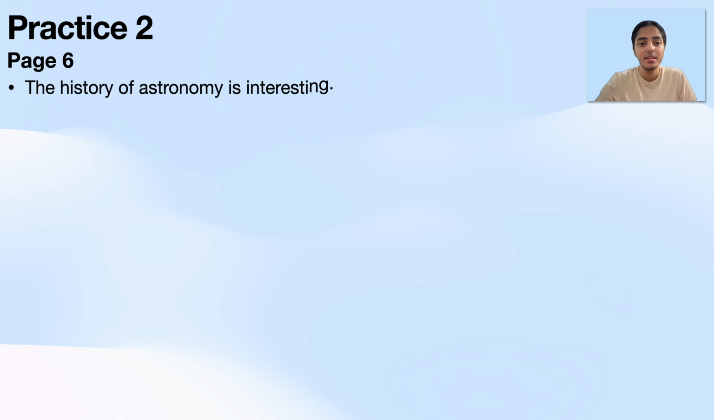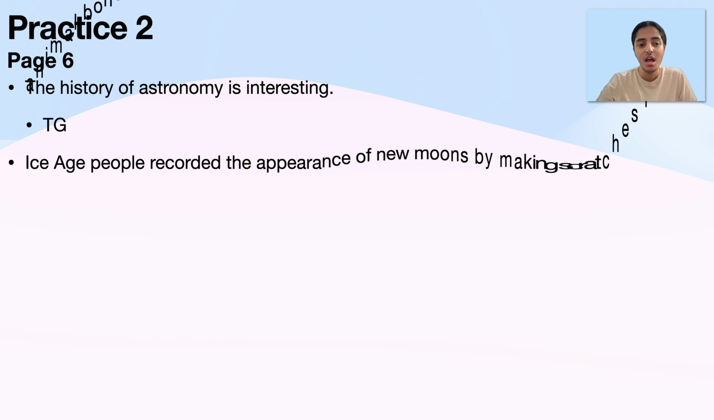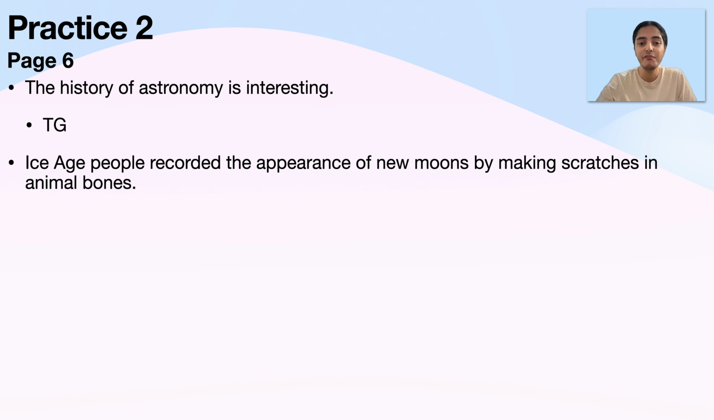Another practice. The history of astronomy is interesting. Too general, too general for a paragraph. For a book, it can be good, but for a paragraph, it's too general. Ice Age people recorded the appearance of new moons by making scratches in animal bones. That's too specific. That could be a claim or a support, but it's really too specific.